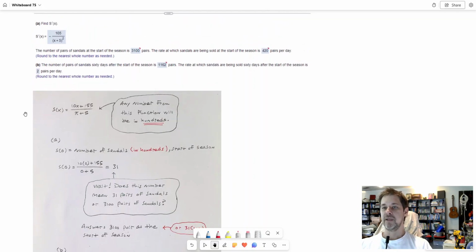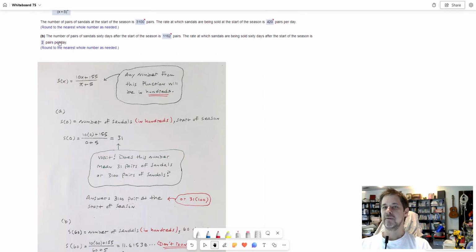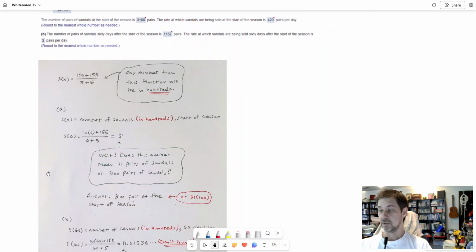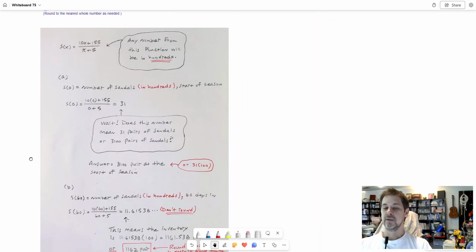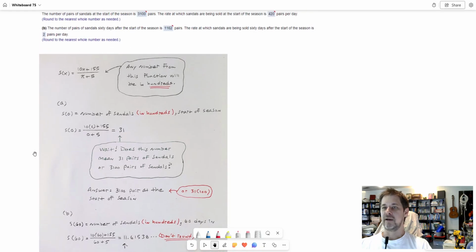Let's look at part B, because there's also an issue of rounding. Part A said round to the nearest whole number, but there's nothing to round when you get a number like 31 and multiply it by 100 to get 3100. No rounding is needed. Notice it says round to the nearest whole number as needed. I didn't need to round anything there. If I get some decimals, then some rounding might be in order. So let's look at this. Part B says, what's the inventory 60 days after the start of the season?